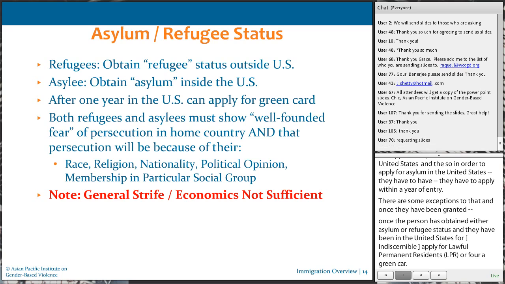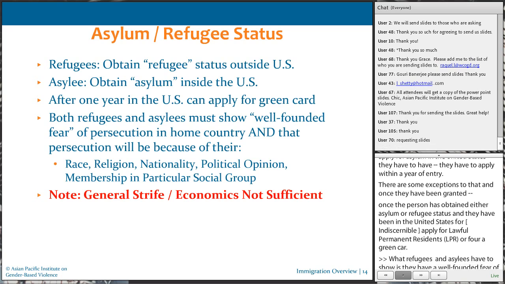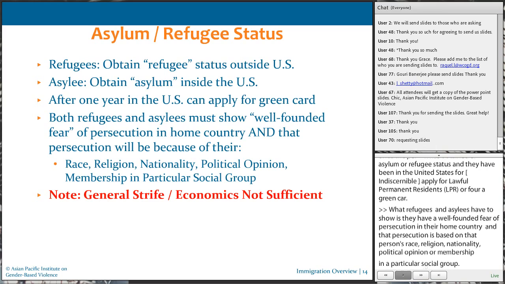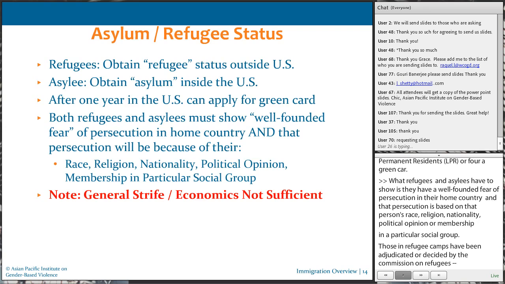So those in refugee camps have been adjudicated or decided by the Commission on Refugees, the International Refugee Agency, that yes, this group of folks are eligible for protection under the Refugee Convention, and they have a well-founded fear of persecution in their home country on one of these bases.